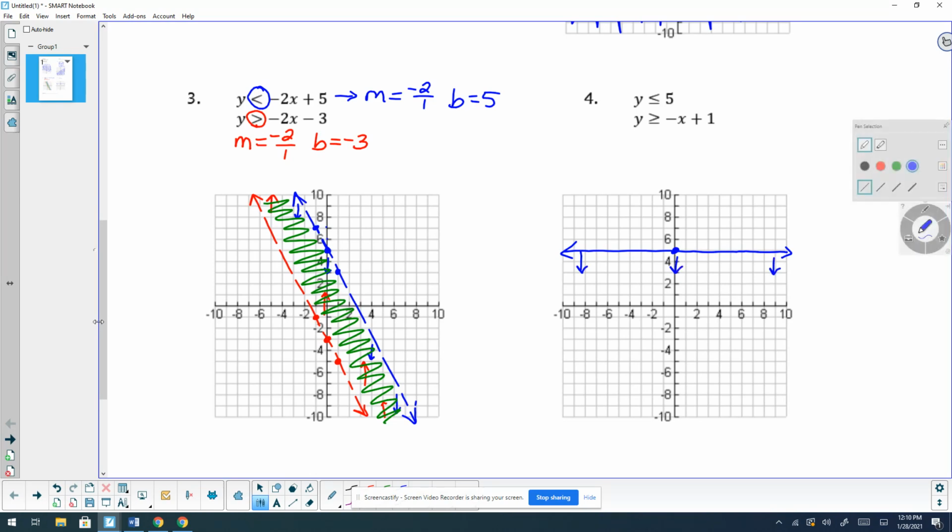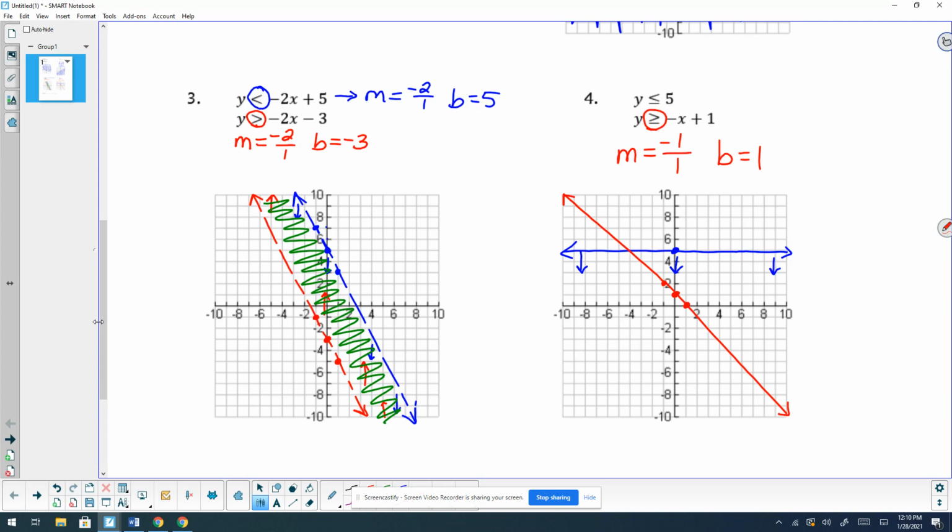My next line is y is greater than or equal to negative x plus 1. So my slope, my m, is negative 1 over 1, and my b is positive 1. So we're up at 1, down 1, right 1, up 1, left 1. Again, this is an equal to, so it will be a solid line.